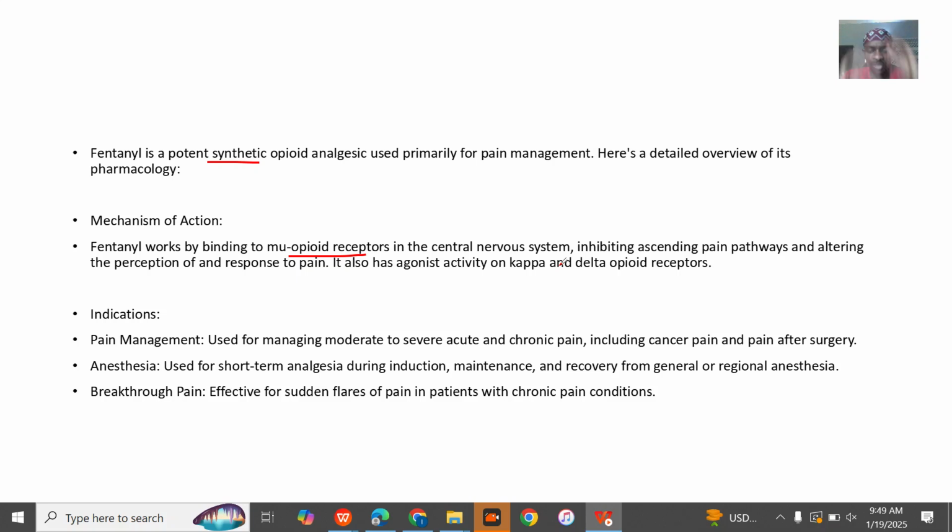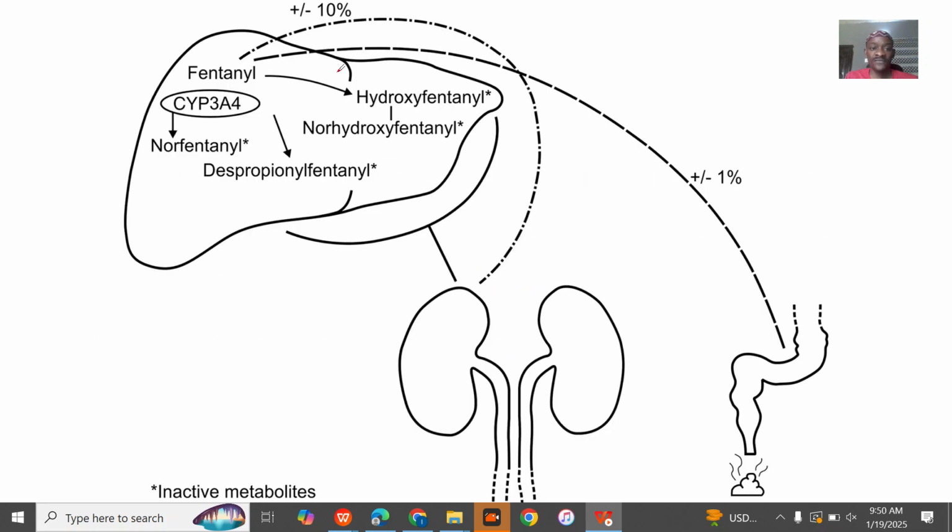You understand? So it has an agonist activity on the kappa and delta opioid receptors. So it's used in pain management. So it's used for acute or chronic pains, including cancer pain or pain that you could feel after surgery. In anesthesia, it is used as a long-term analgesic during induction, maintenance, and recovery from general or regional anesthesia. Breakthrough pain is used for sudden flares of pain in patients that have had chronic conditions before, right?